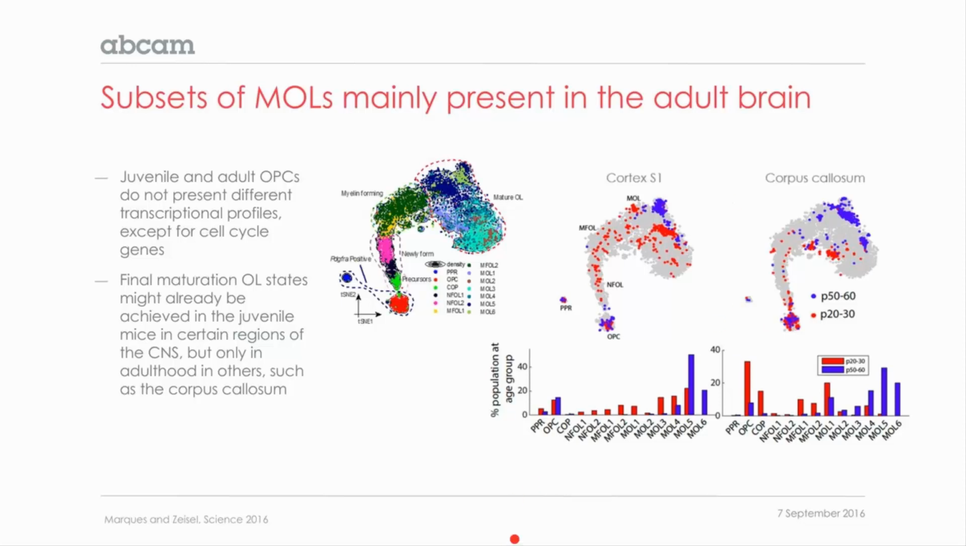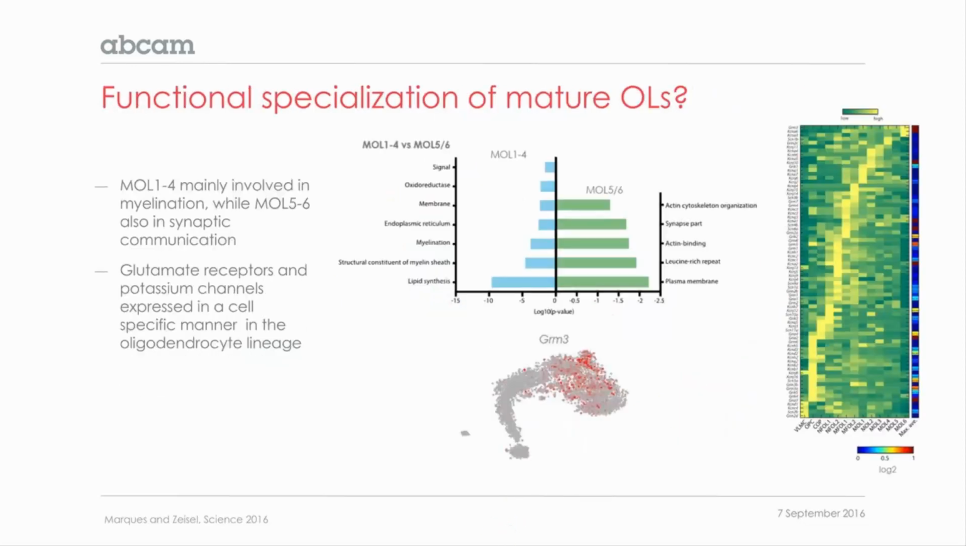So, of course, having this diversity of 6 different types of mature oligodendrocytes, one question that would be quite interesting to follow is: do they have different functions? We have started assessing this by doing gene ontology analysis of this data set.